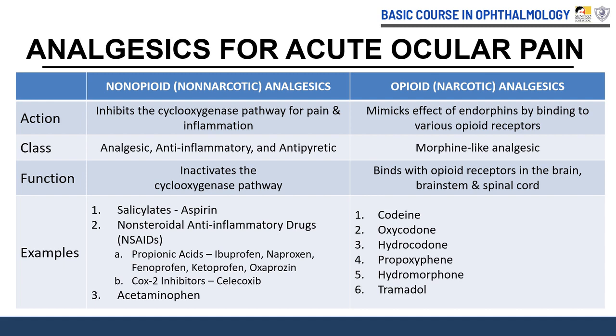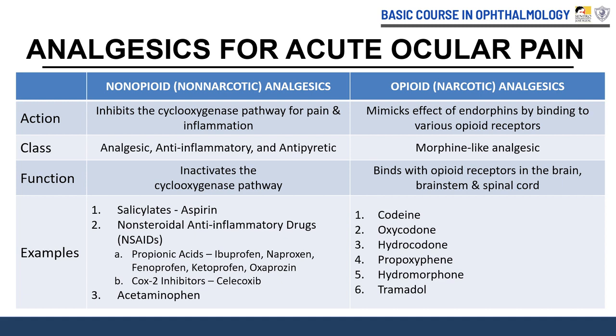Opioid analgesics possess morphine-like analgesic effects and are the first drug of choice for treatment of severe acute pain. Analgesia is produced by binding to various opioid receptors in the brain, brainstem, and spinal cord, thus mimicking the effects of endorphins. The amount of analgesia produced is directly proportional to the dose with no ceiling effect, thus the potential for abuse and addiction.